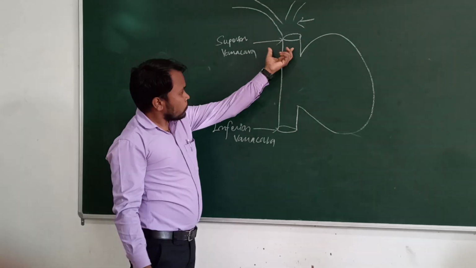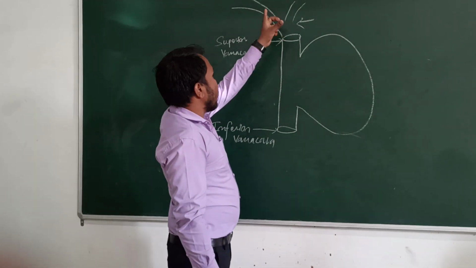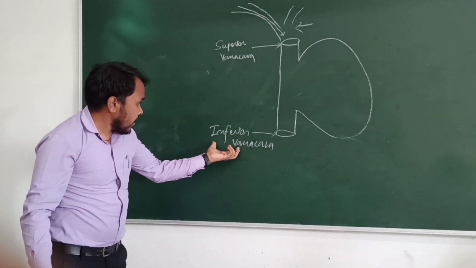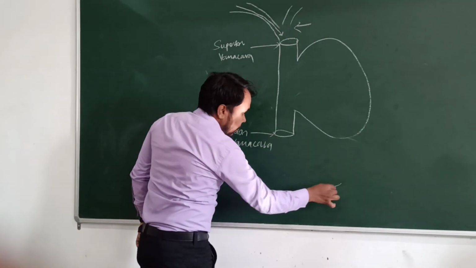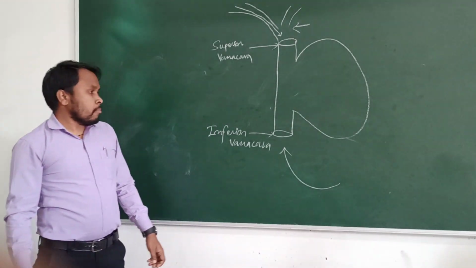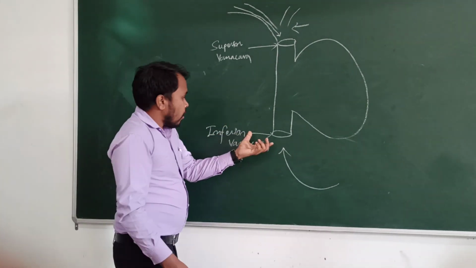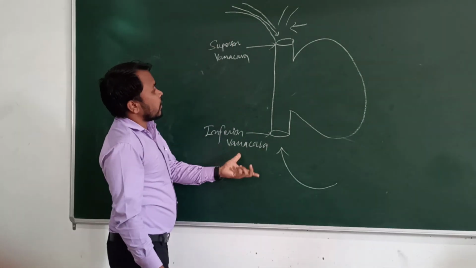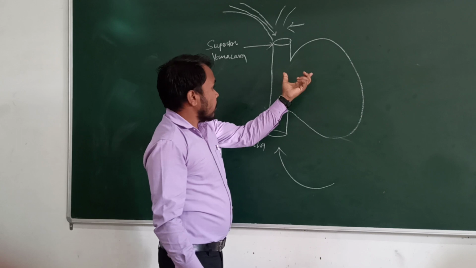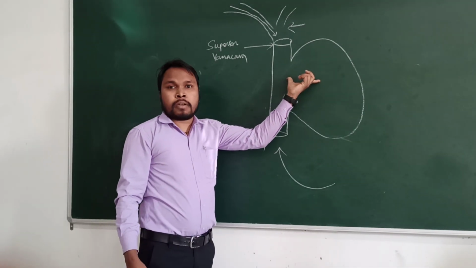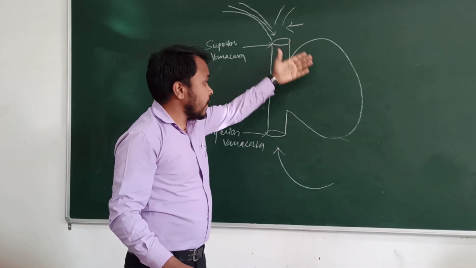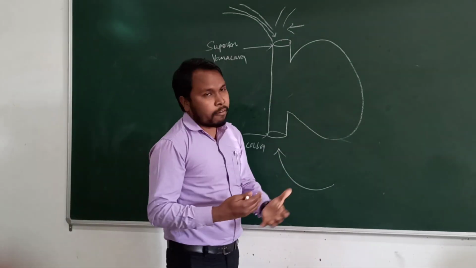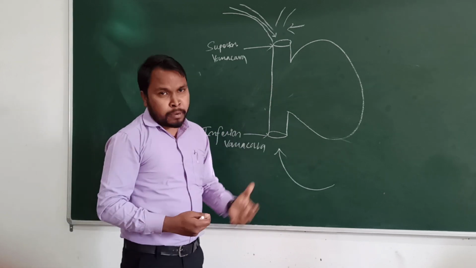This superior vena cava brings blood from the anterior part of the body, and this inferior vena cava brings blood from the inferior part of the body. So now, after receiving the blood, the inferior vena cava and superior vena cava send blood to the heart. So now let us talk about how many structures there are in the heart. When we see the structure of heart, we will see four chambers.